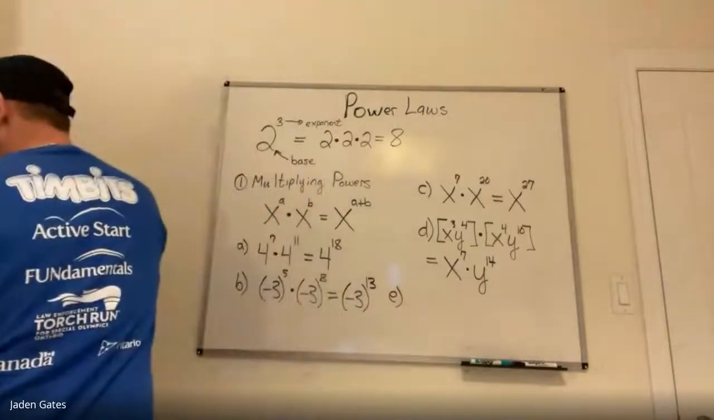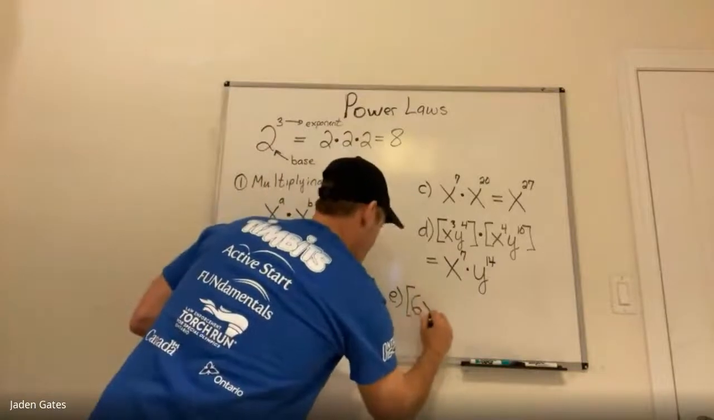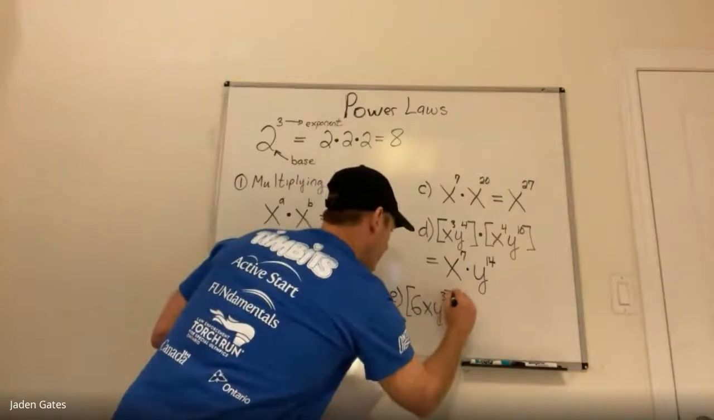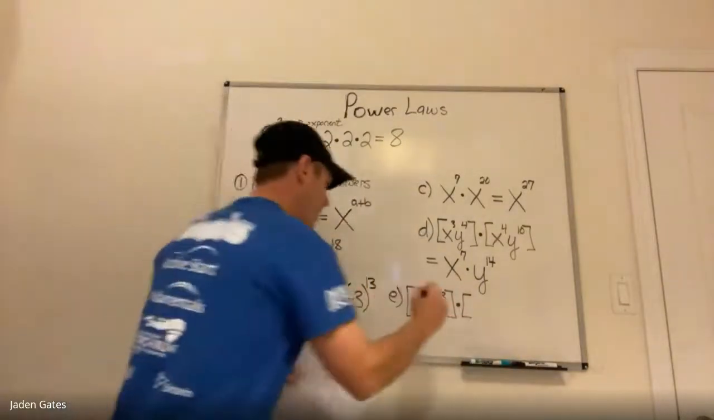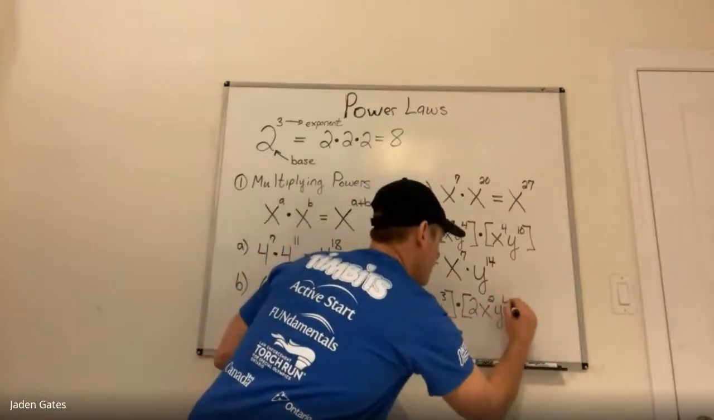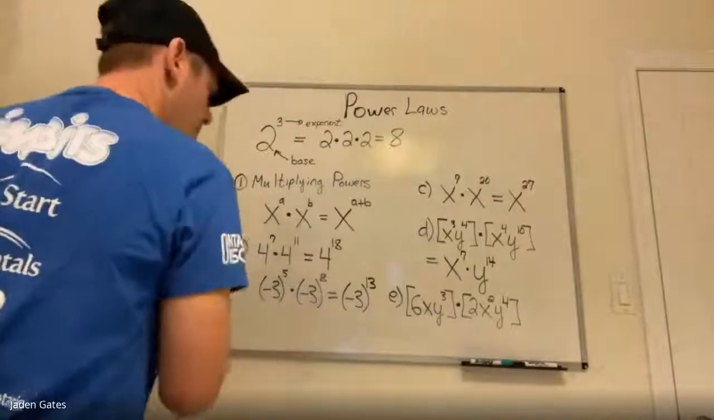All right, last one. For this anyways, we'll step it up even more. I'm going to have 6x y cubed times, let's see here, 2x squared y to the 4th. And I'm running out of room here.